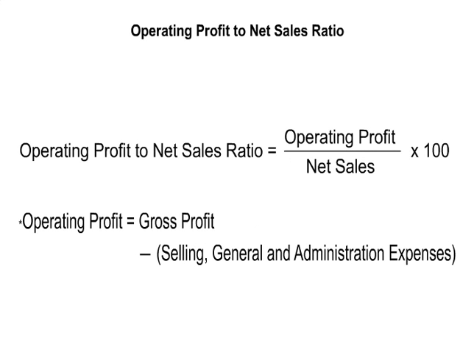Two, operating profit to net sales ratio. When the operating profit to net sales ratio is low, efforts have to be made to reduce marketing expenses, etc.